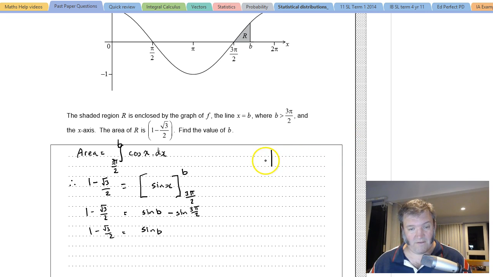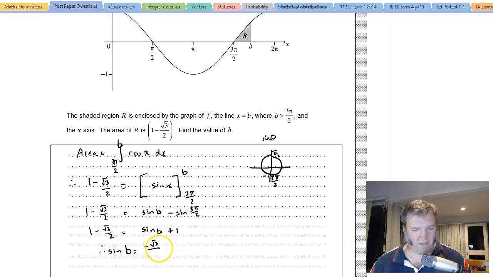Go to your best friend in maths, the unit circle. Pi on 2 up here. That has a sine, but remember this is your sine axis. We're reading the y coordinate off that axis. So 3 pi over 2 is right down there at the minimum value for sine of negative 1. So when I subtract negative 1, that becomes plus 1. Oh, very good. That means I can cancel the 1 from each side. So I've got sine b equals negative root 3 on 2.